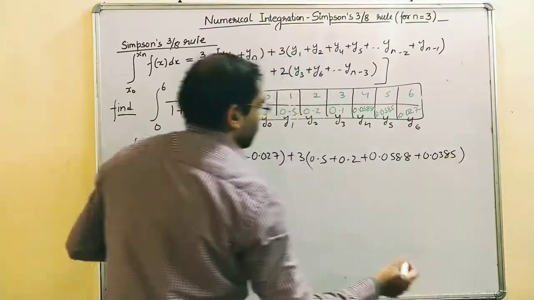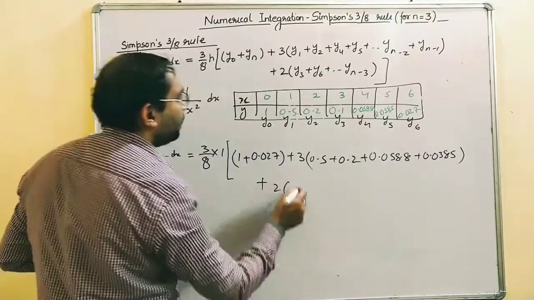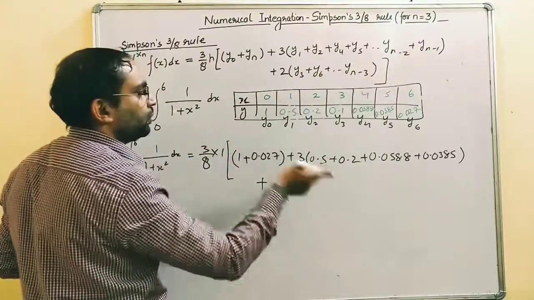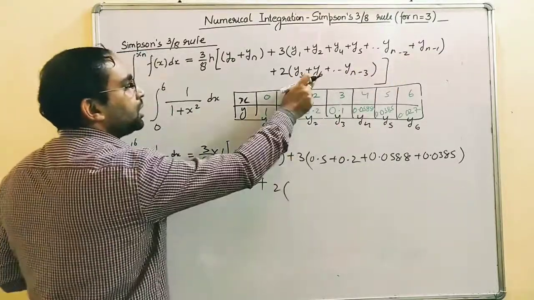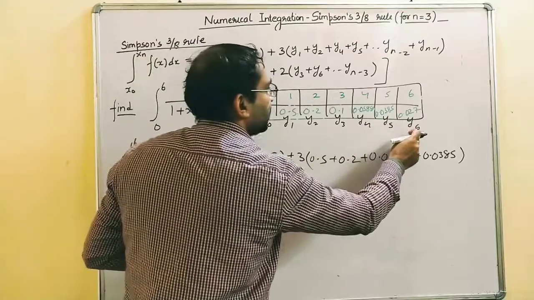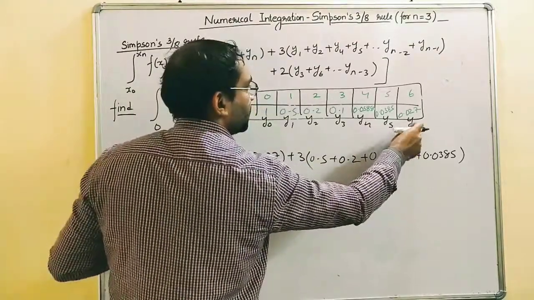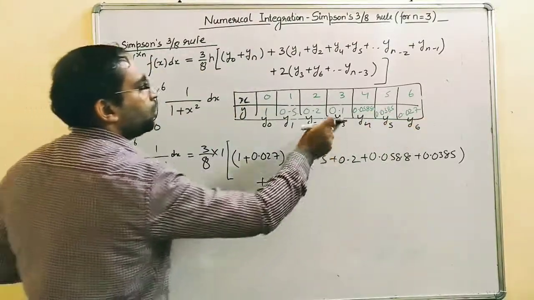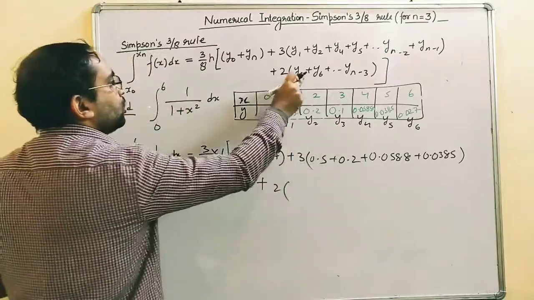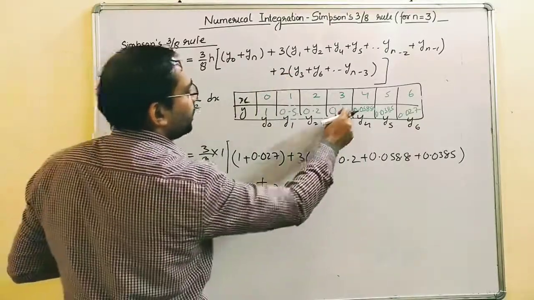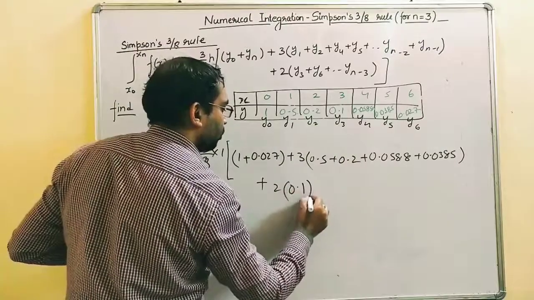Plus twice of y3, y6 and so on. So we have only y3 here. We will not consider y6 because y6 is the last value and this is yn. So we will not consider y6. We will only consider y3. So what is the value of y3 here? y3 is 0.1.